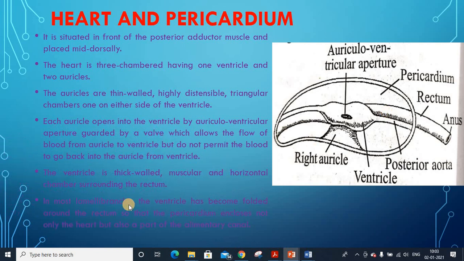In most lamellibranchs, the ventricle has become folded around the rectum so that the pericardium encloses not only the heart but also a part of the alimentary canal. The heart beats about 20 to 100 times per minute in the case of Unio.